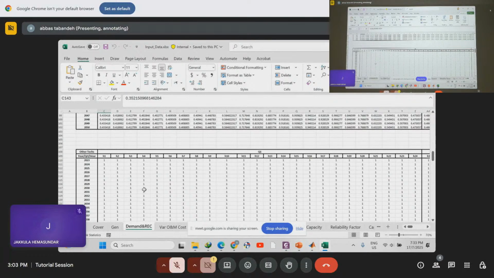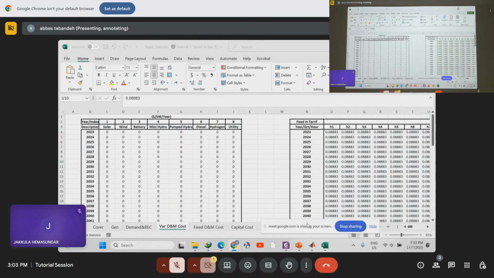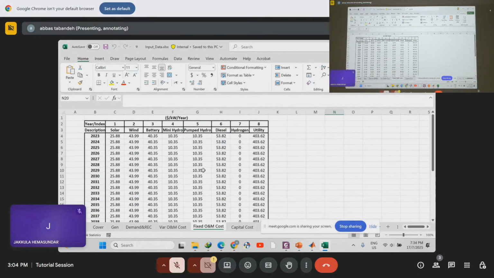Now we have defined the demand data and renewable energy sources data in this sheet. And then another parameter is variable and operational maintenance costs. In this example, we have considered 0 for the variable operation and maintenance costs for different technologies. However, we have defined them in the fixed operation and maintenance costs. You can use these values.